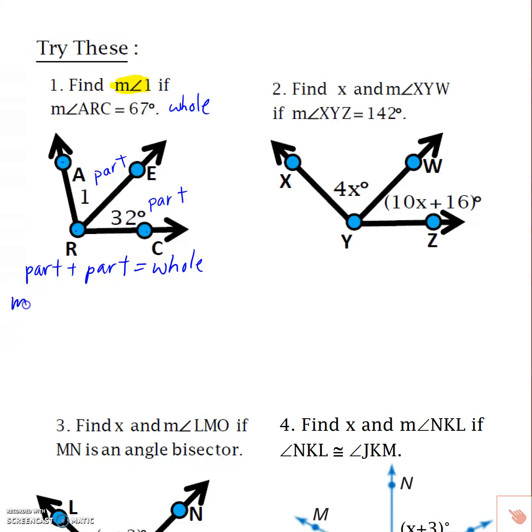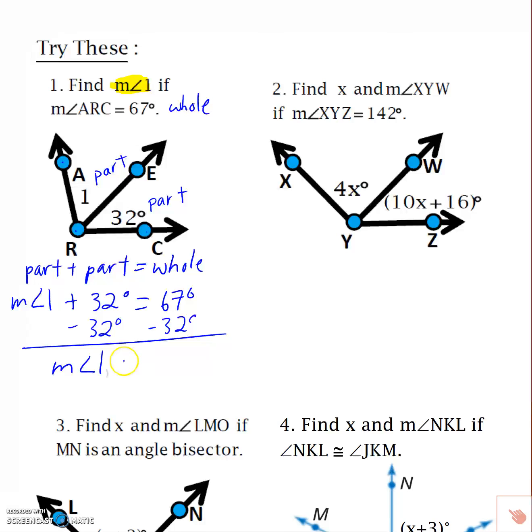So the measure of angle 1 plus the measure of angle ERC, which is 32 degrees, because they give that in our diagram, equals the whole, which is the measure of ARC, which they give us as 67 degrees. And now all we have to do, we're solving for the measure of angle 1. So in order to get that alone, we're going to subtract 32 degrees from each side of this equation. And that leaves us with the measure of angle 1 equals 35 degrees.